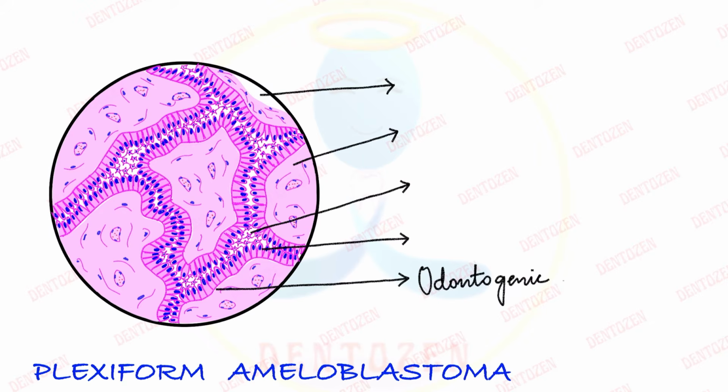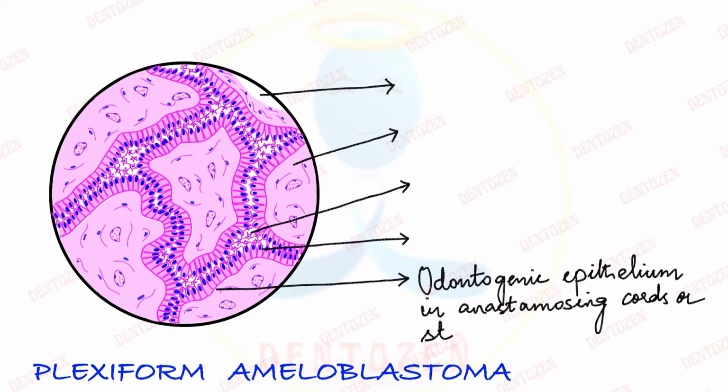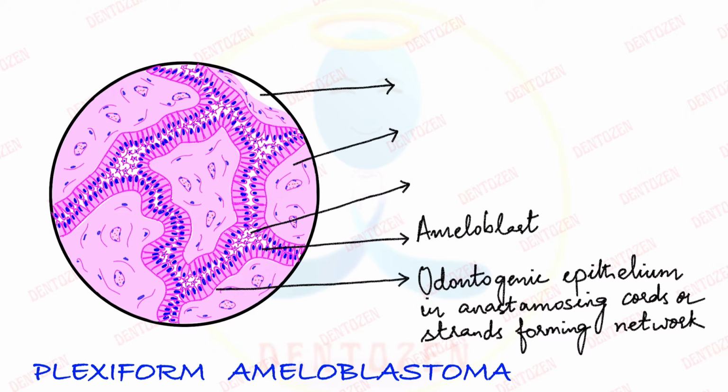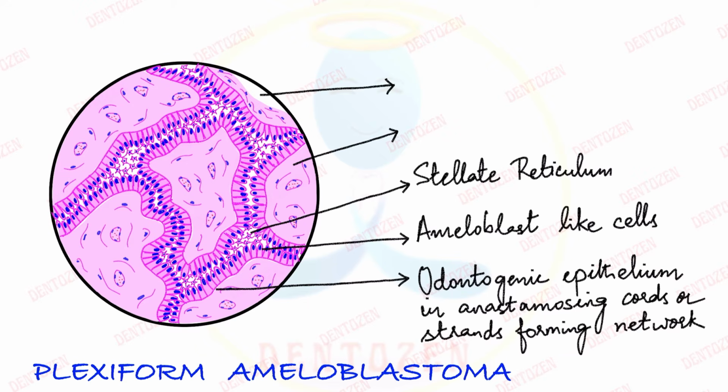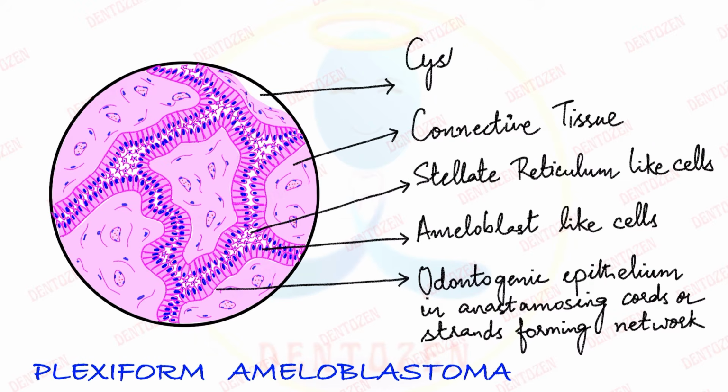So we have odontogenic epithelial cells, but they are arranged in anastomosing cords or strands forming a network. The ameloblast-like tall columnar cells are seen in the strands, and stellate reticulum-like star-shaped cells are seen in the strands. Then in between the strands we see connective tissue, and we see cystic degeneration in the stroma, that is, in the connective tissue we can see cyst degeneration. So that is the plexiform type.